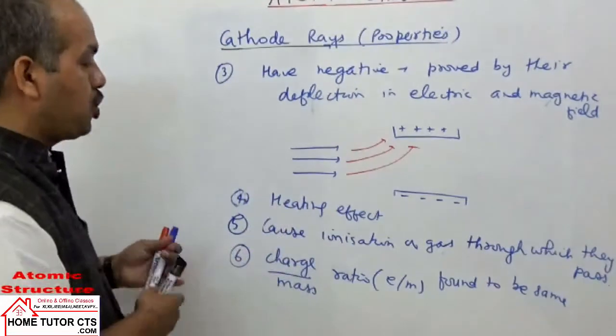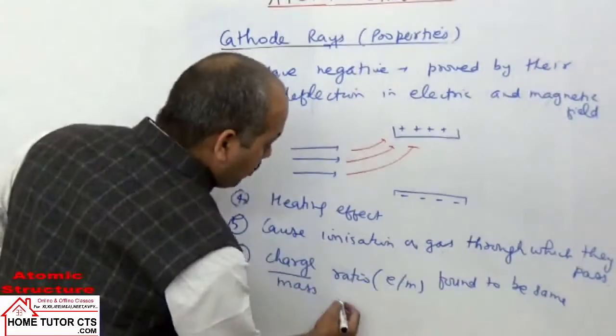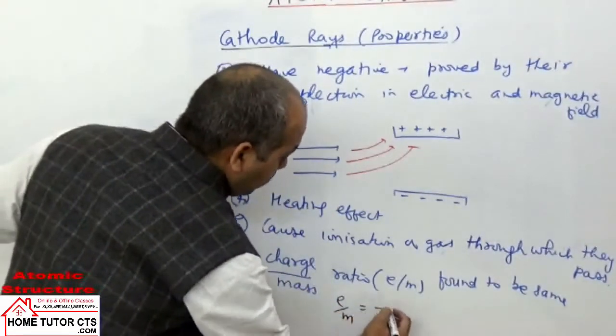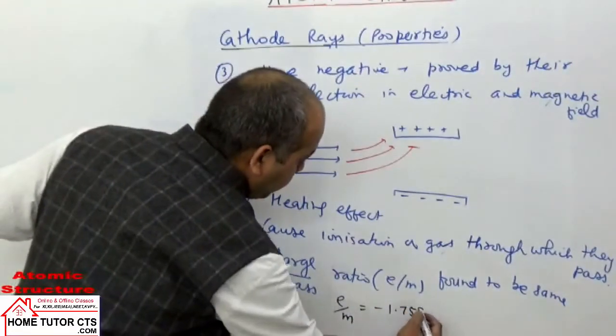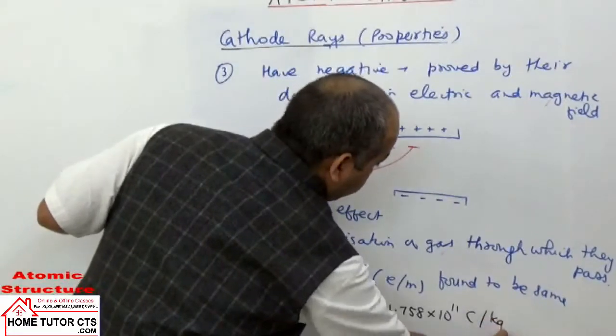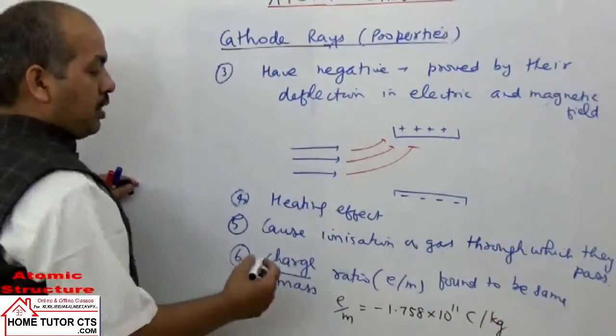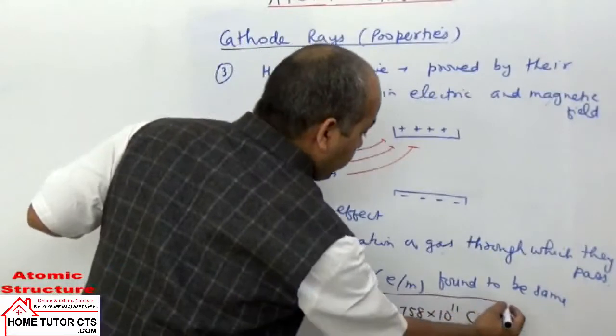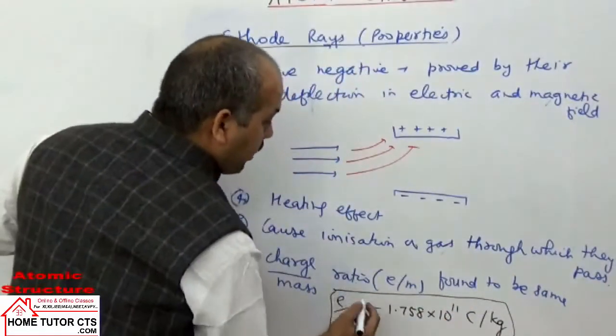And this charge to mass ratio, given by Thomson by his observations, is found to be minus 1.758 times 10 to the power 11 coulomb per kg. This charge to mass ratio was given by Thomson by his observation.